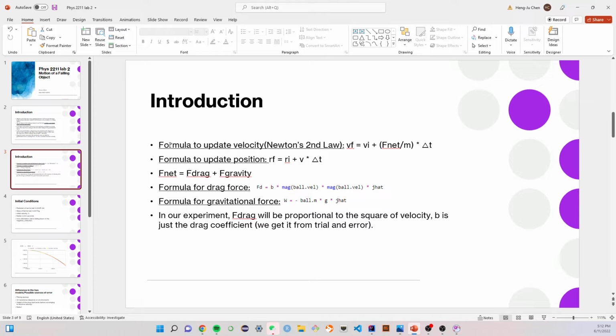This is the formula to update the velocity. It is all the same as the first lab based on Newton's second law, the formula to update position, and the net force, instead of it being zero, it is now a sum of the drag force and the gravitational force. So here you have the formula for drag force. As you can see, it is proportional to the velocity squared. J hat is just the direction vector, and B is a drag constant, which we will get through trial and error. And this is the formula for the gravitational force. As you can see, it is simply F equals ma.